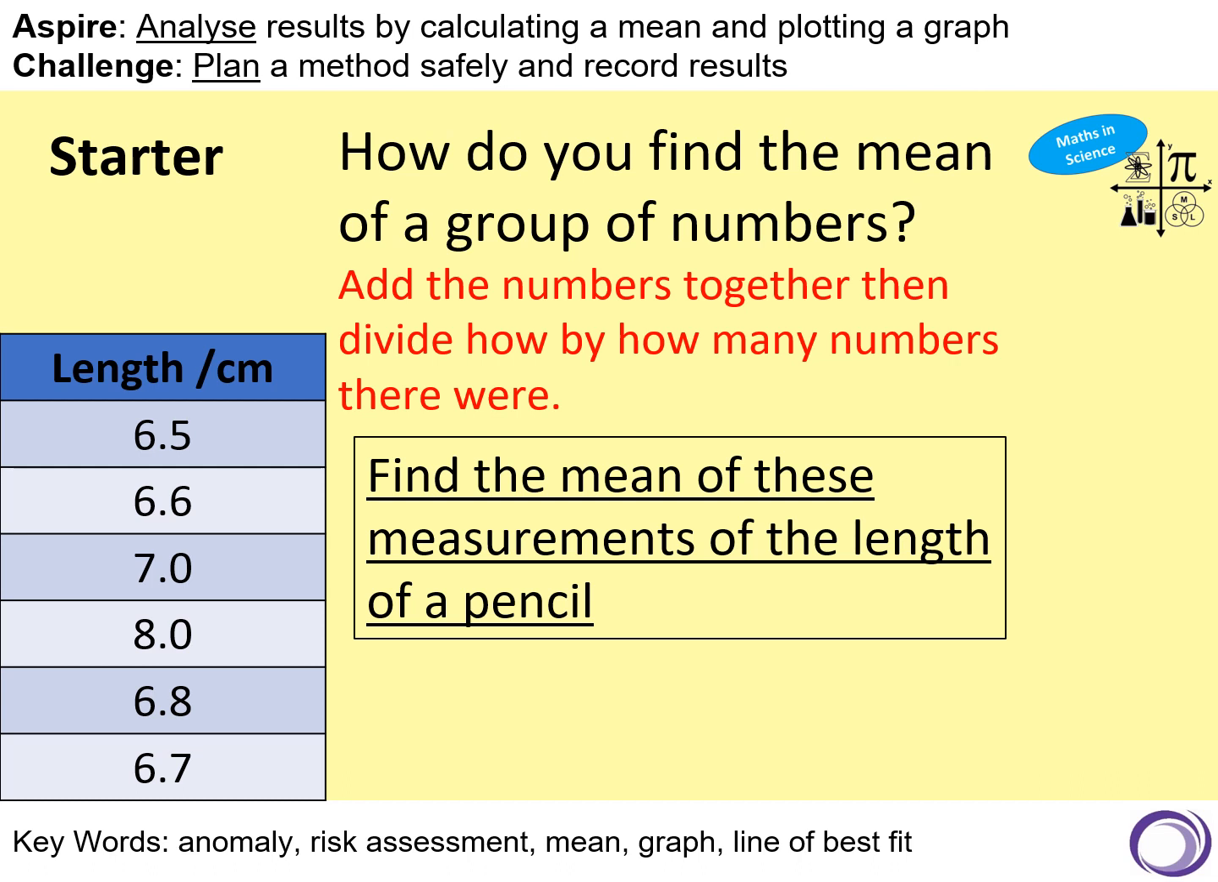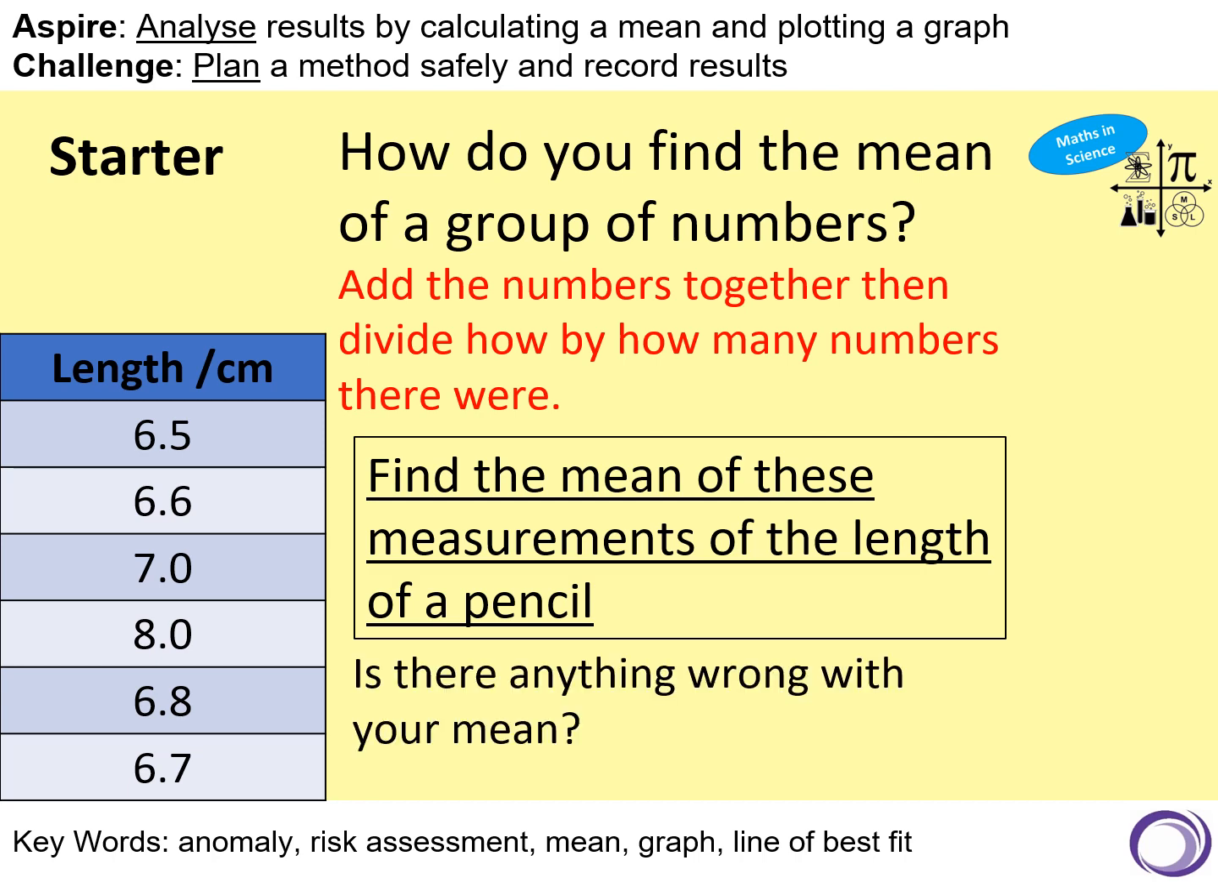And hopefully you've gone for 8. 8 is a lot more different than the other numbers there. So that would be an outlier, and you wouldn't necessarily include that in your mean. So what you should do instead is add the 6.5, the 6.6, the 7, the 6.8, and the 6.7, and only divide that by 5, and then you get 6.72, which is a lot closer to the average number that's there.